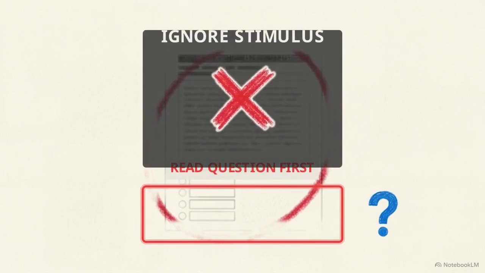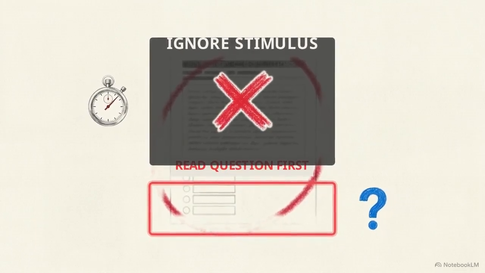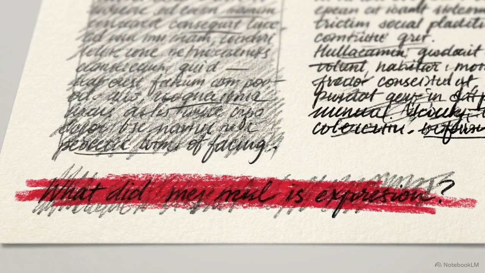Looking at this mock AP question layout, step 1 is to start at the bottom. Read the question first. Do not try to read the stimulus first. Reading that massive block of text without knowing what to extract throws away critical time. Reading the question prompt first gives you a specific lens. It tells you exactly whether you need to look for a historical cause, a political effect, or a social continuity.